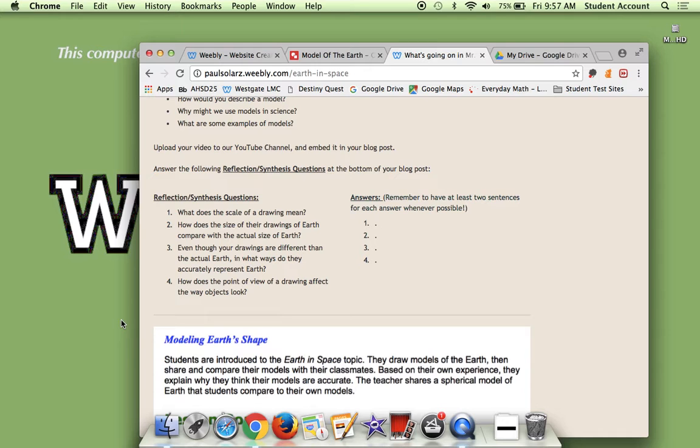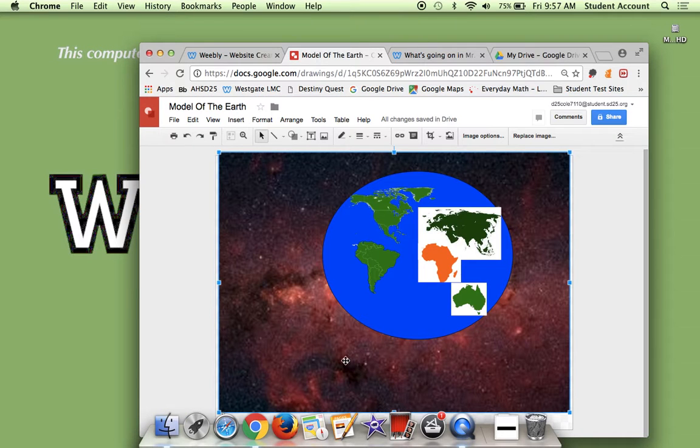How does the size of the drawing of the Earth compare with the actual size? This drawing that you can see is nowhere near the actual size of the Earth. The Earth is like billions of times bigger, probably even more than that. The Earth is really humongous, and it's much bigger than anyone else.